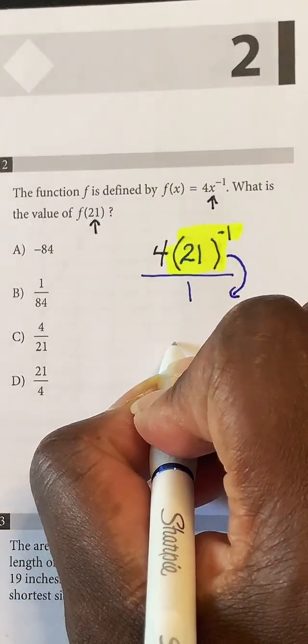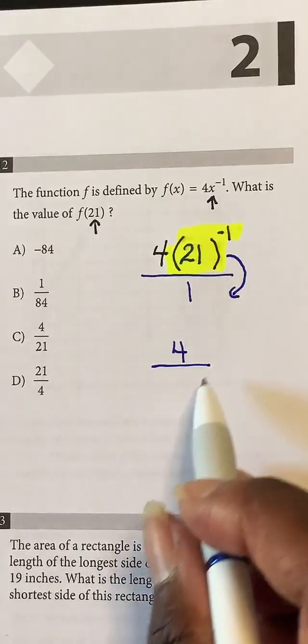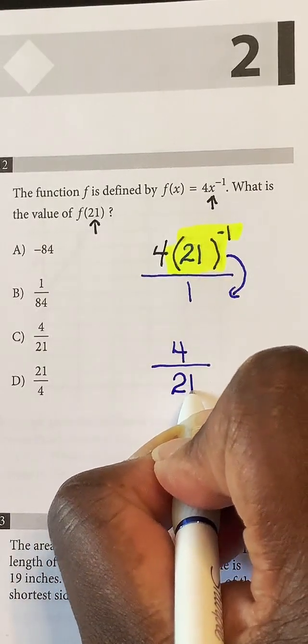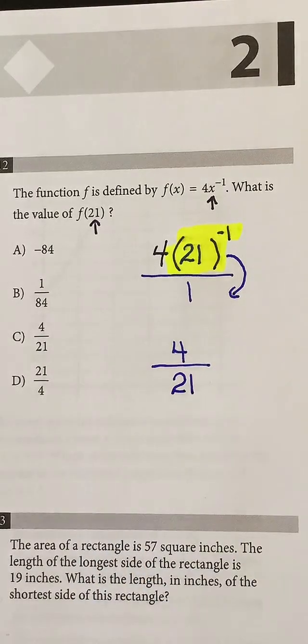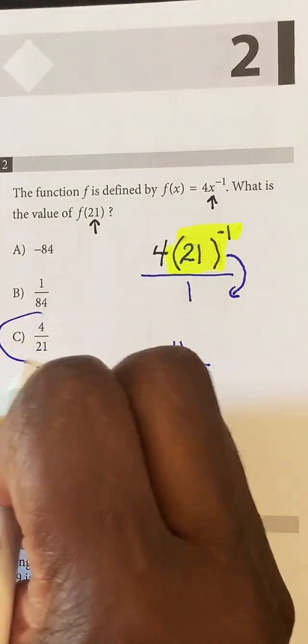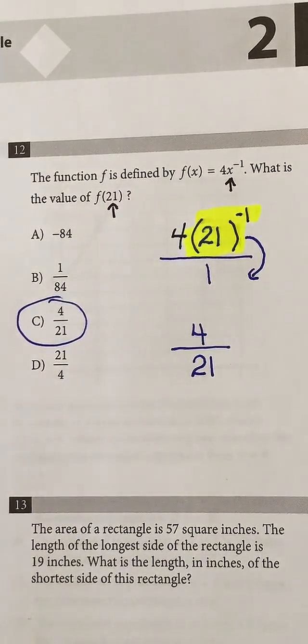Okay? So my numerator has the 4. And when I drop the 21, it's going to have a positive 1 as its degree. But we all know anything raised to the first power is itself. So my answer here is C. Okay.